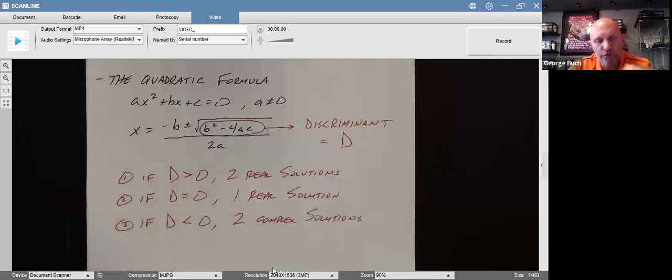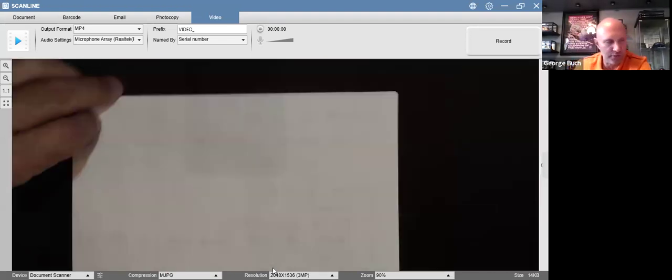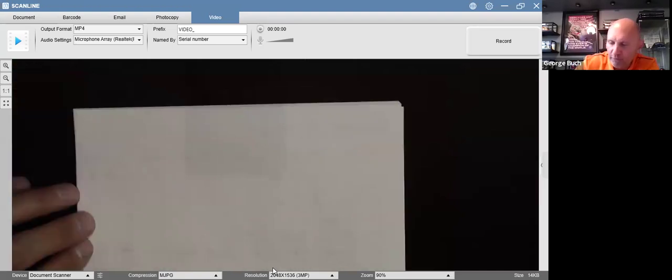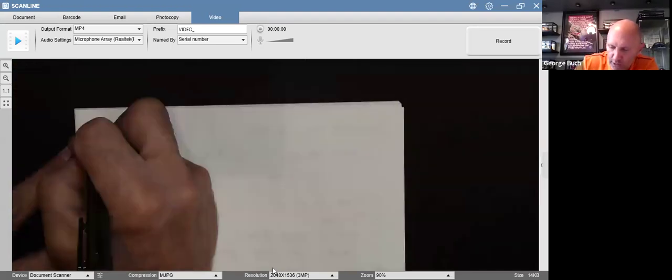So that's how we can use the discriminant. There are some problems in the homework and in the in-class assignments that say, determine what the value of the discriminant is, and then based on that, how many types of solutions there are. So that was our quadratic equations. We also have rational equations.